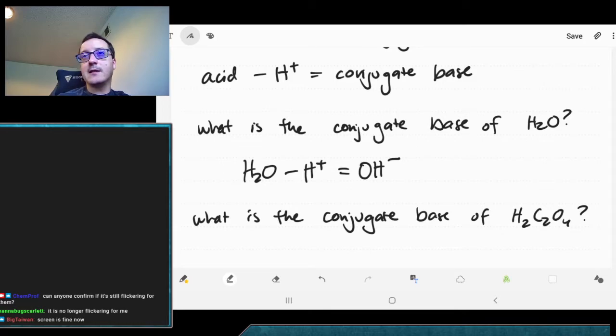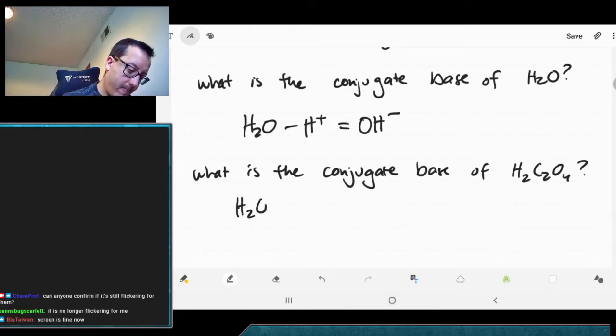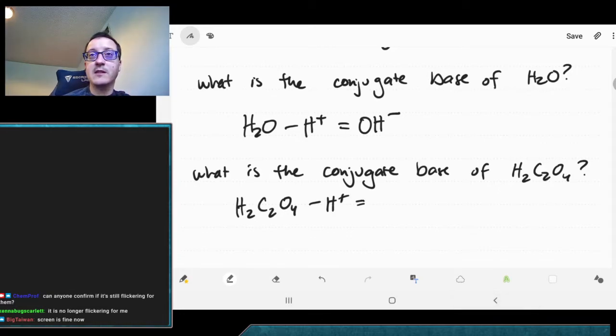What about oxalic acid? What's its conjugate base? Well, we can go ahead and make a huge mess. If we subtract an H plus from this, we had 2 protons before. Now we have just 1. We subtracted a positive charge, meaning now we have a negative charge. We had a neutral one, we lost a positive charge, so now we're a little bit negative, and so it would be hydrogen oxalate here.